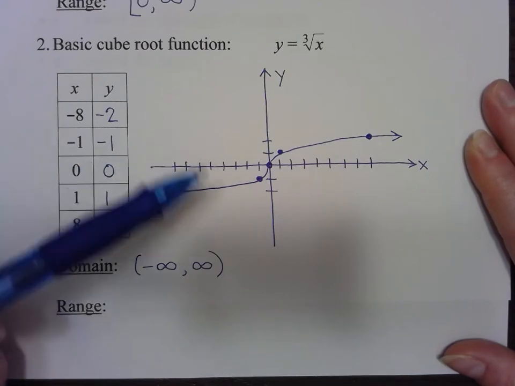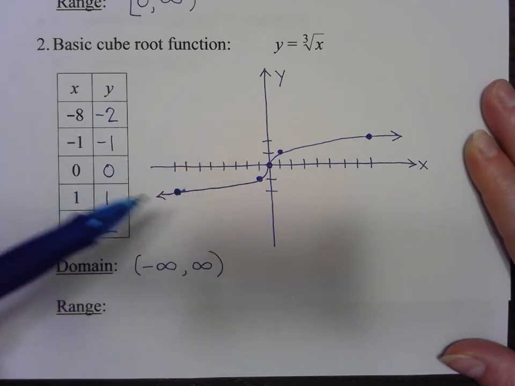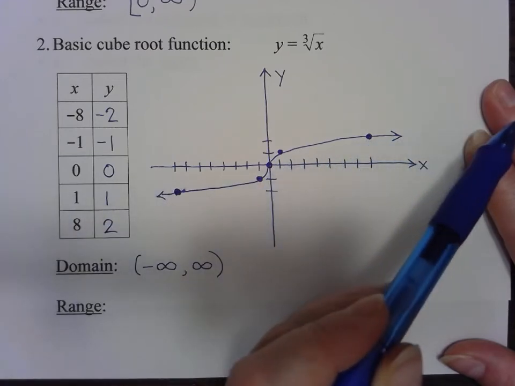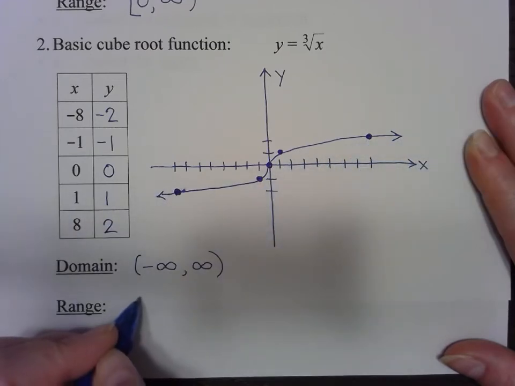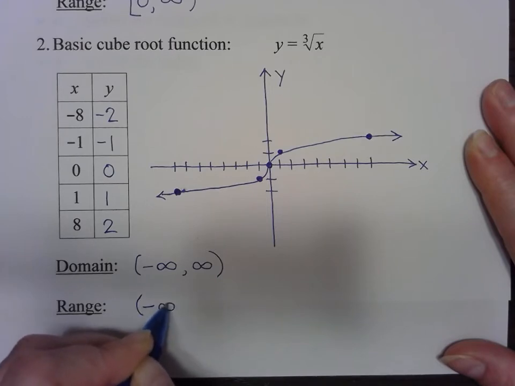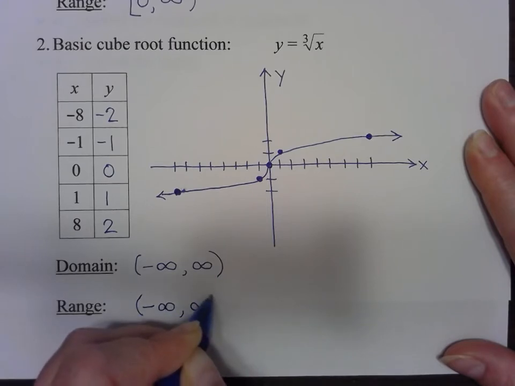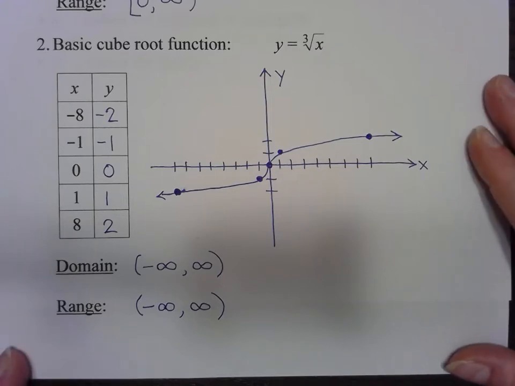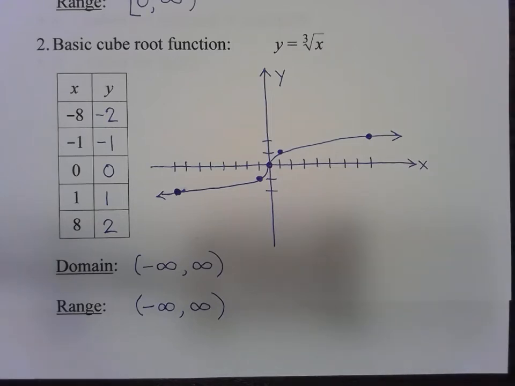The range from low to high, as this goes to the left, it's going to be going down. And this branch, as it goes to the right, it's going to be going up. So the range is also all real numbers. I can get negatives, positives, and 0. So it's a little bit different than the shape for a square root.